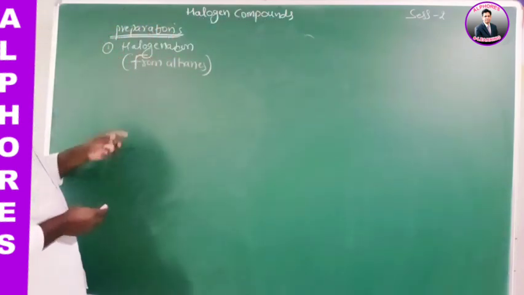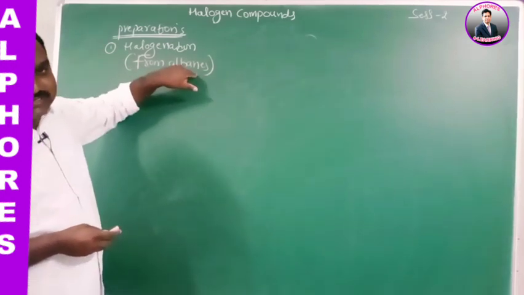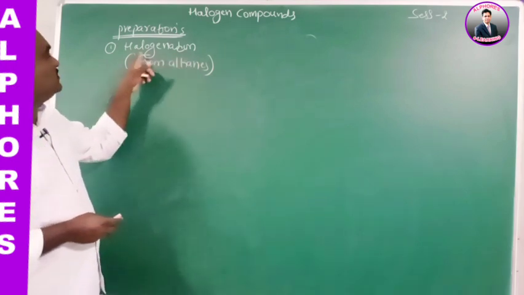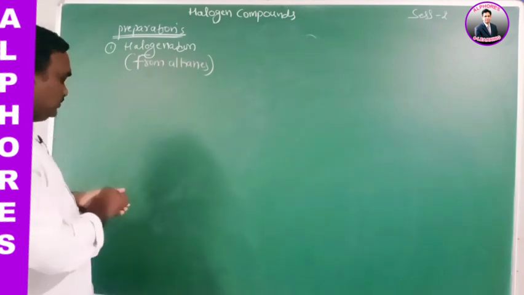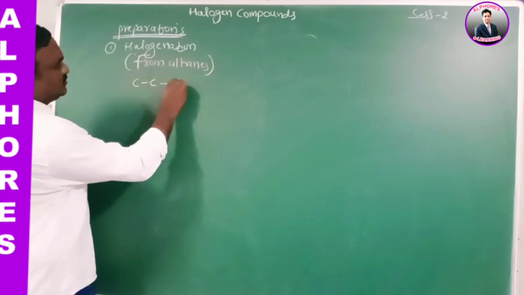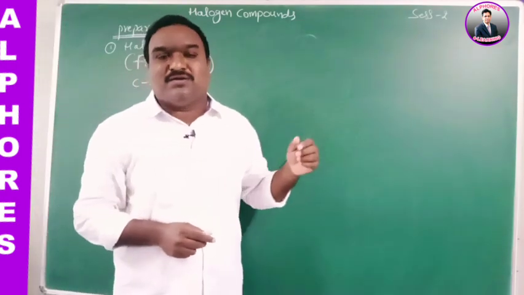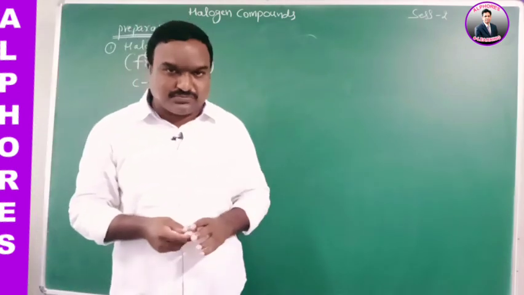Halogenation reactions means removal of hydrogen from alkanes by using halogens. This type of reaction is called halogenation reactions. Alkanes are somewhat chemically inert compounds towards acids and bases and oxidizing agents.